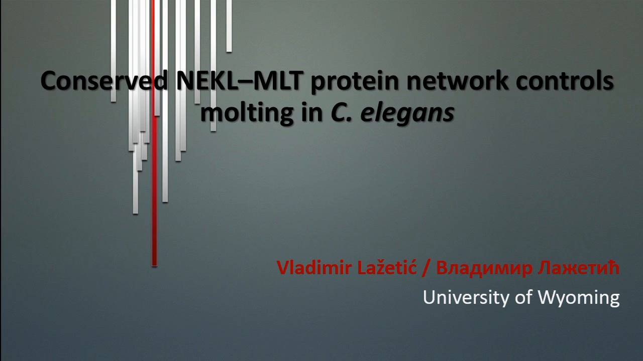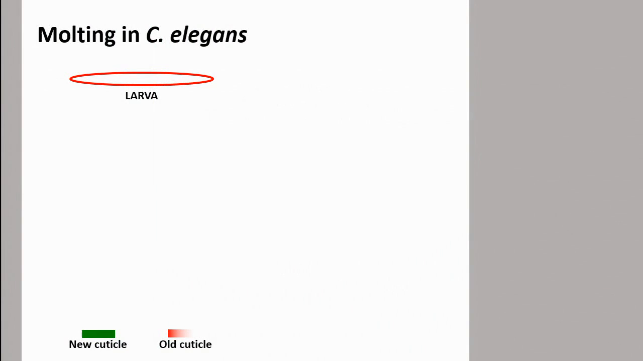And yes, I'll be talking about molting, which is a process similar to the one that the left half of my face is experiencing right now. As you can see, molting is a really important process in C. elegans because they need it so that they can proceed from one larval stage to another and to adulthood. They first start synthesizing new cuticle underneath the old one, and many things can go wrong, so they can have various molting defects.